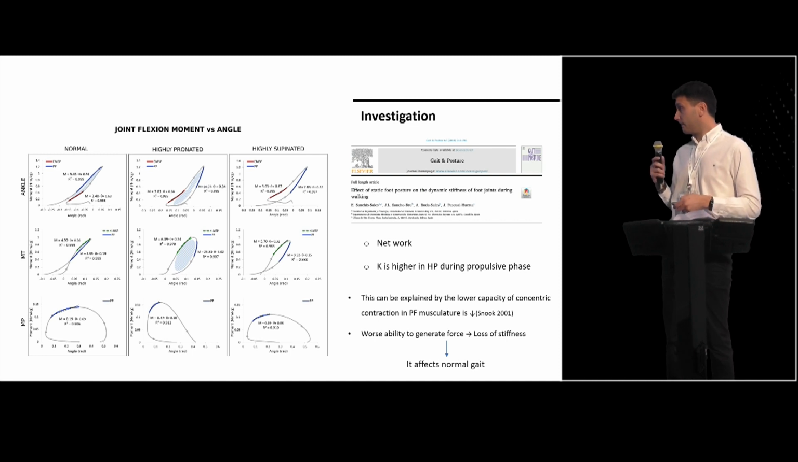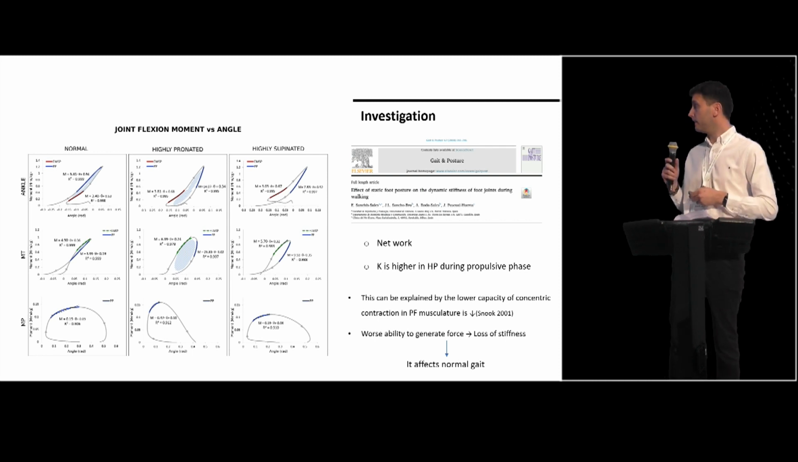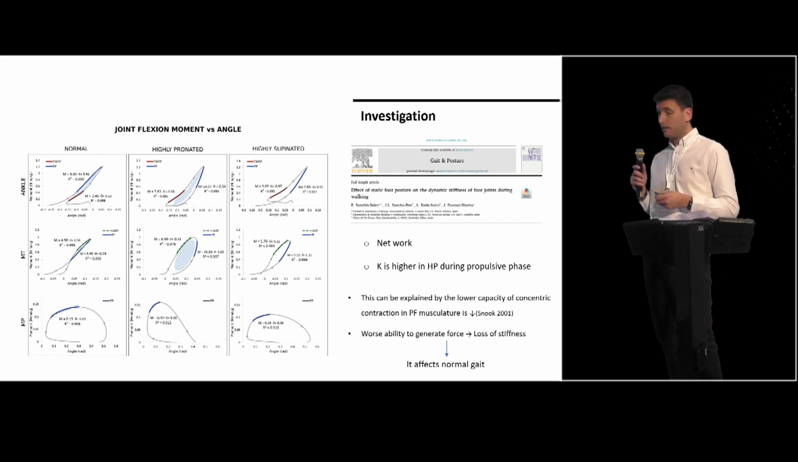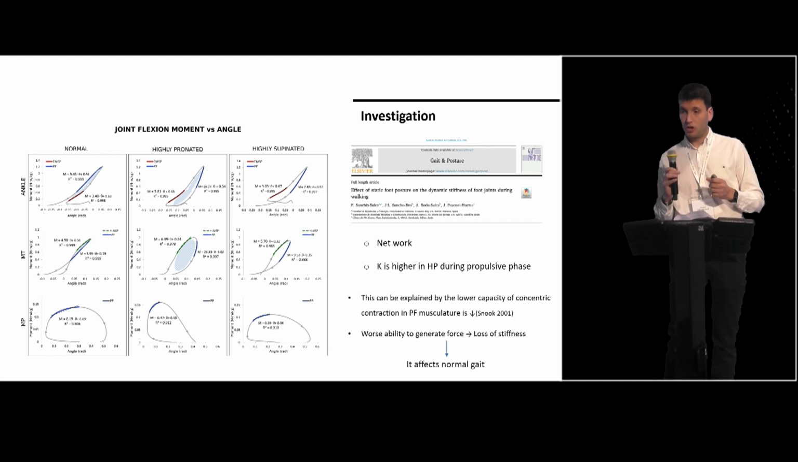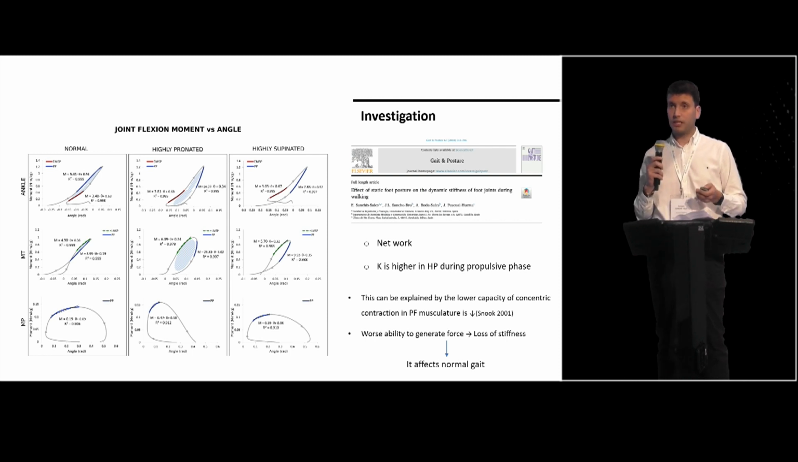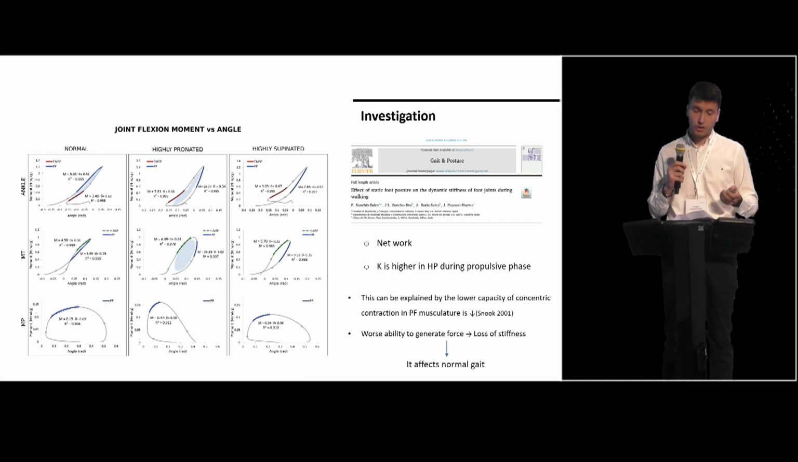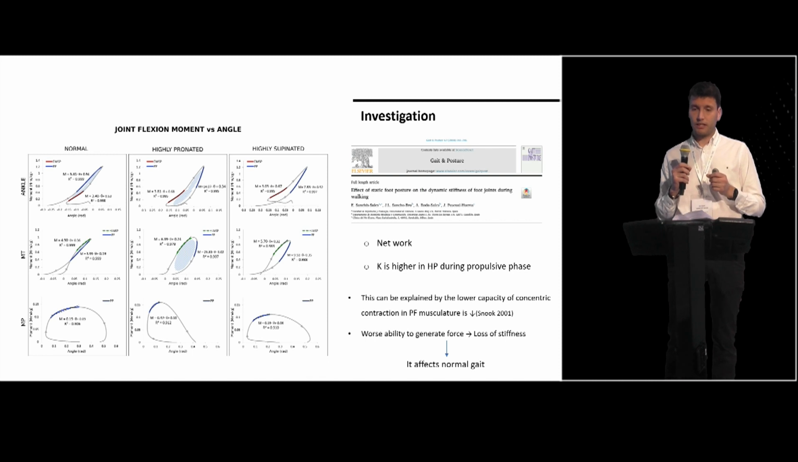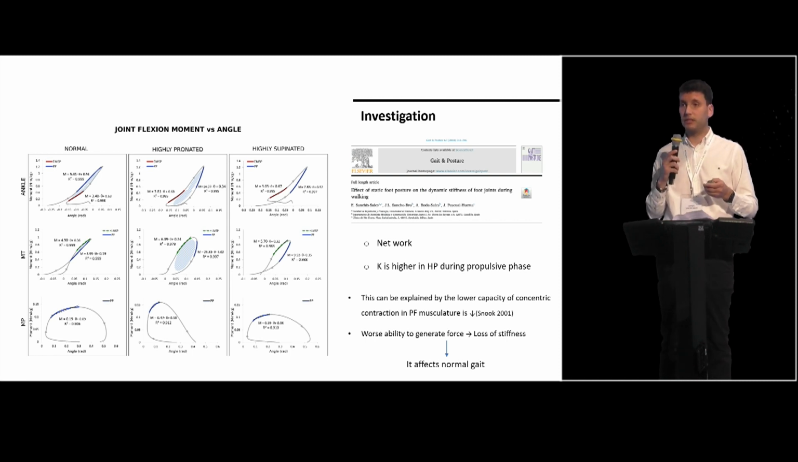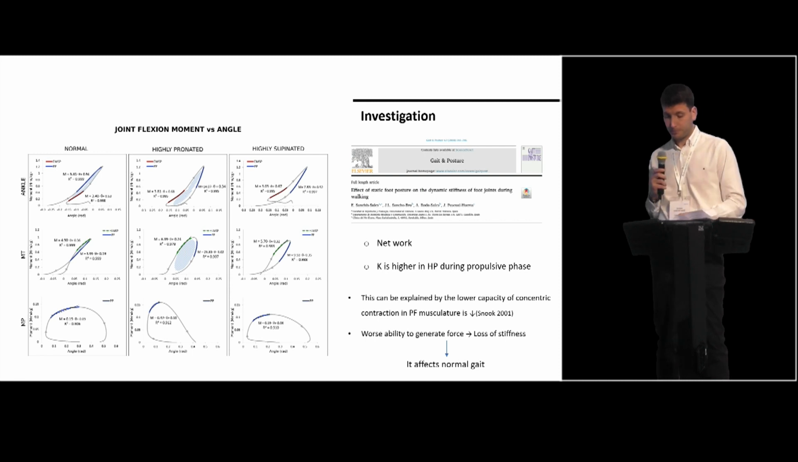susceptible to injuries. If we talk about the values of the stiffness, we found that the pronated feet had a higher stiffness in the propulsive phase. This can be explained by the lower capacity of concentric contraction of the plantar flexion muscles during the propulsive phase. In the literature, muscle weakness is often described as a loss of stiffness in pronated foot, but strictly speaking, the opposite is true. In any case, this affects normal gait in this foot during propulsion, in particular in activities that require more propulsion, such as jumping or stair climbing.